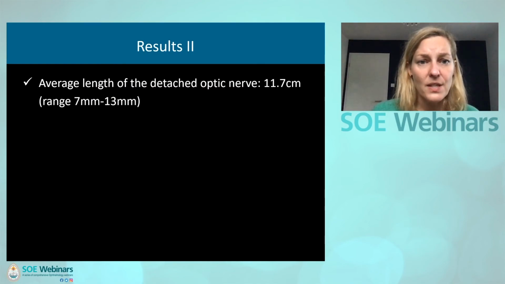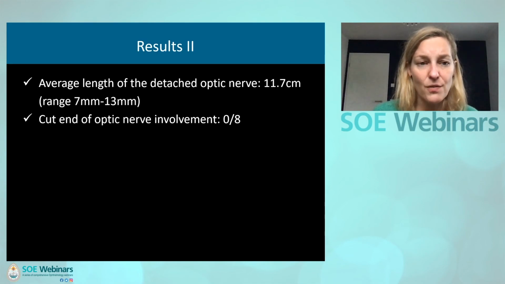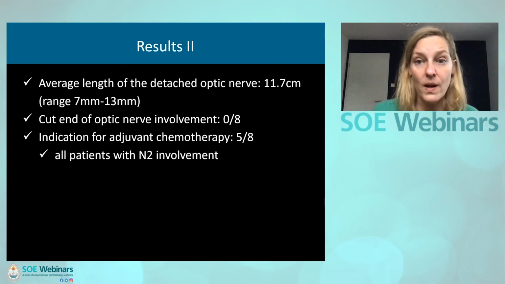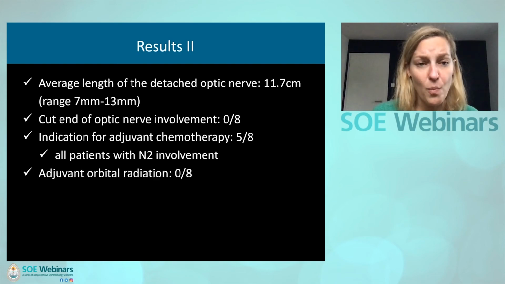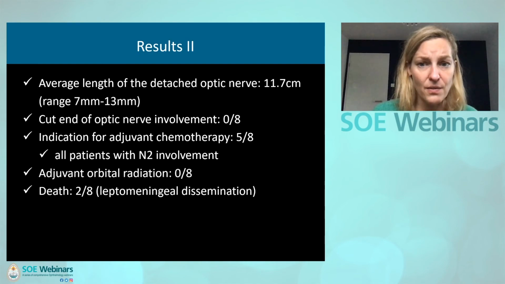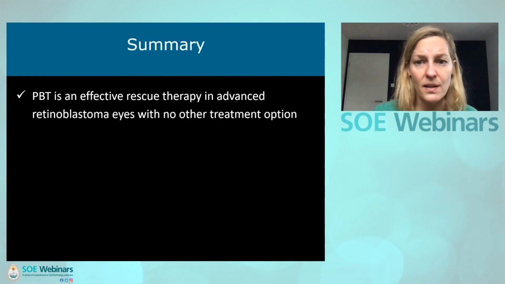Average length of the detached optic nerve was 11.7 millimeters, ranging from 7 to 13 millimeters. The cut end of the optic nerve was free in all cases. We had an indication for adjuvant chemotherapy in 5 patients. Those were all patients with an N2 optic nerve involvement. None of the patients received adjuvant orbital radiation, and unfortunately 2 of our children died due to a leptomeningeal dissemination.